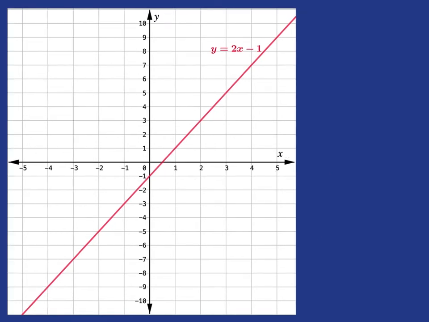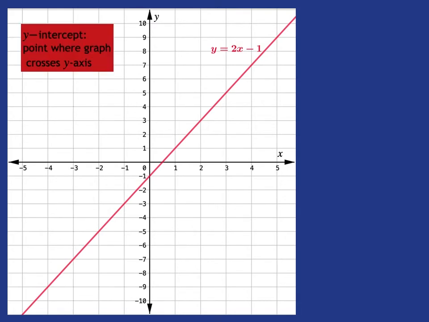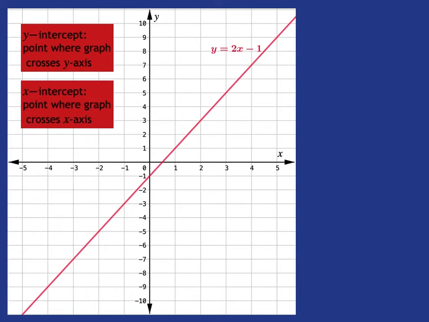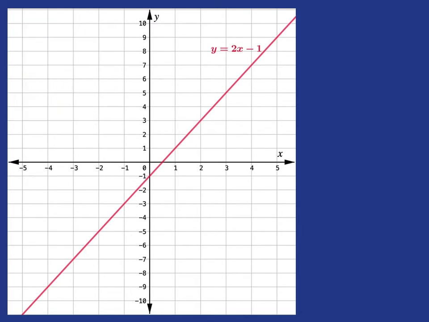Okay, let's look at some more. We need some vocab again first. When we talk about a y-intercept, we mean the point where the graph crosses or touches the y-axis. So the y-intercept is going to be the point where the graph crosses or touches the y-axis. And unsurprisingly, the x-intercept is going to be the point where the graph crosses or touches the x-axis. Let's look at an example here. What is the y-intercept of the graph?